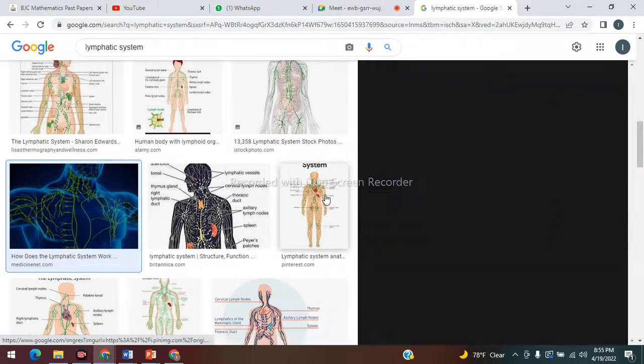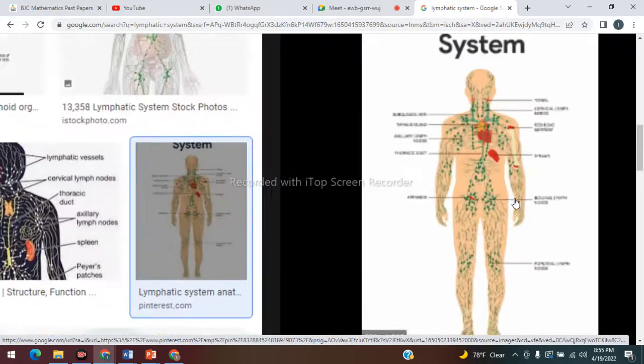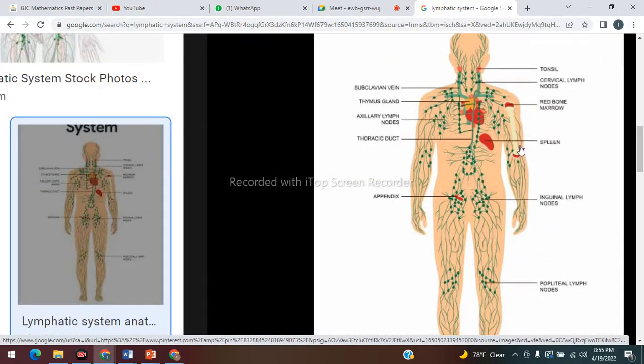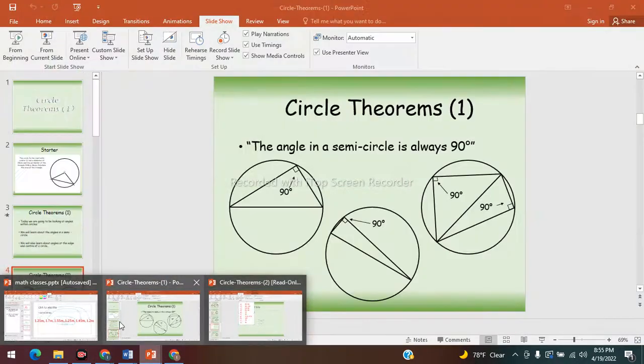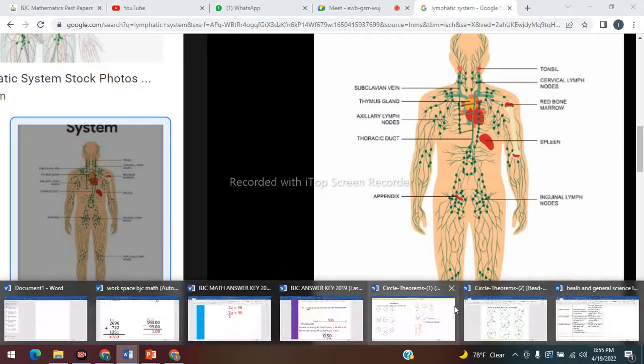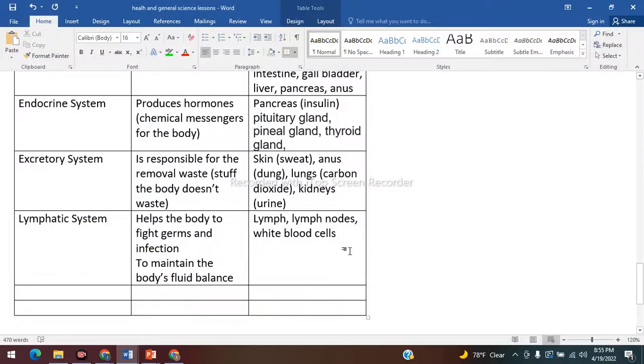Okay, so the lymphatic system organs. We talked about the nodes. Oh, the spleen is a very important one. Yeah, the spleen is a very important part of the lymphatic system. We didn't put that. It's a lymphatic structure, the spleen. All right, and then we have time for more.